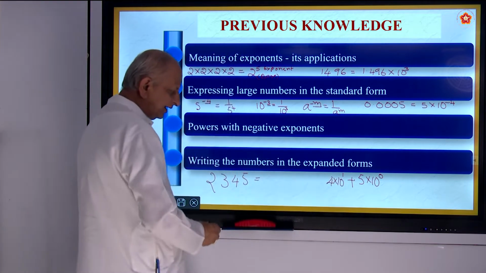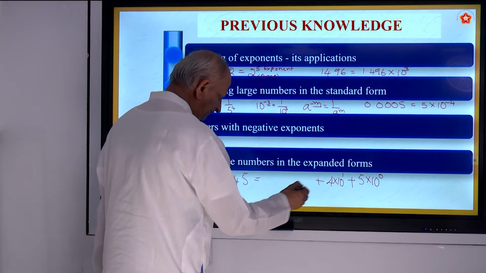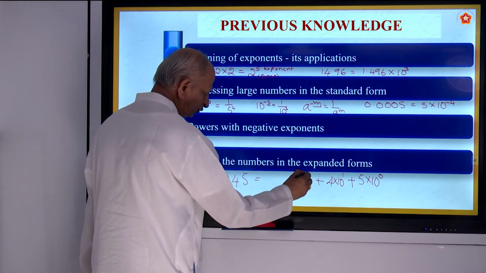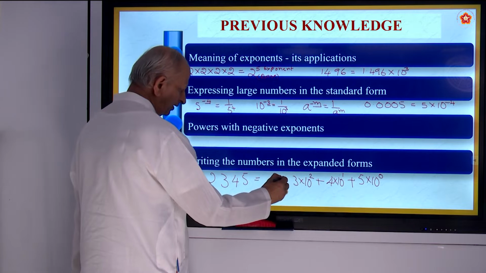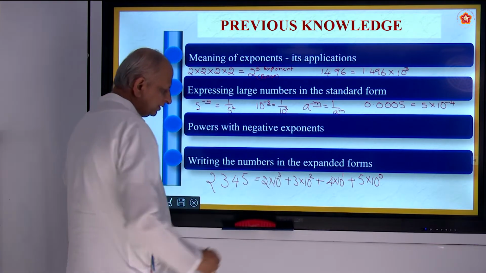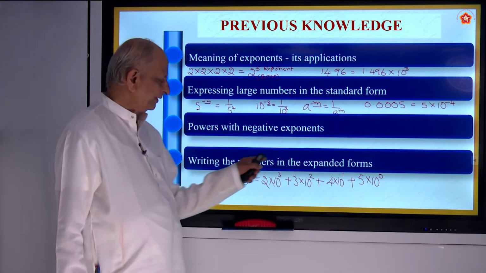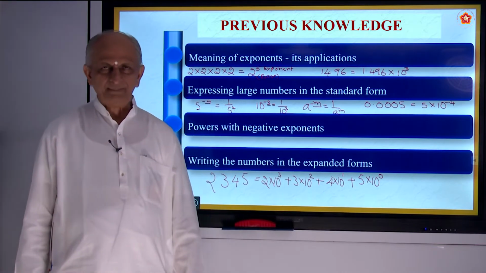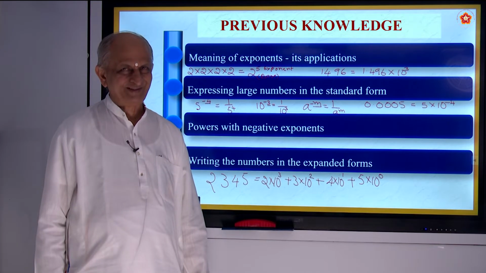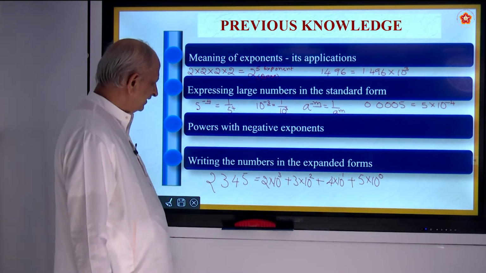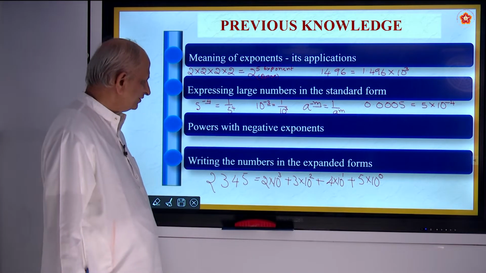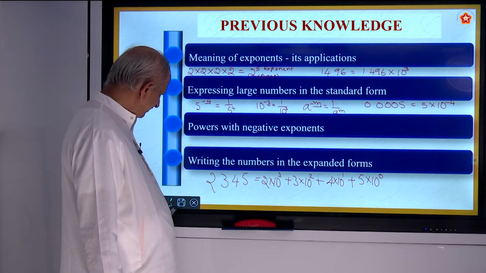You have studied this in the primary classes. Correct? Then you have 3 into 10 to the power of 2, the 100th place. Then you have the 1000th place, 2 into 10 to the power of 3. So this is what is called expanded form. All in powers of 10. Why must you take 10 only? It is easy for calculation, is it not? And it is easy for writing also. So these are the things we have seen in the previous class.